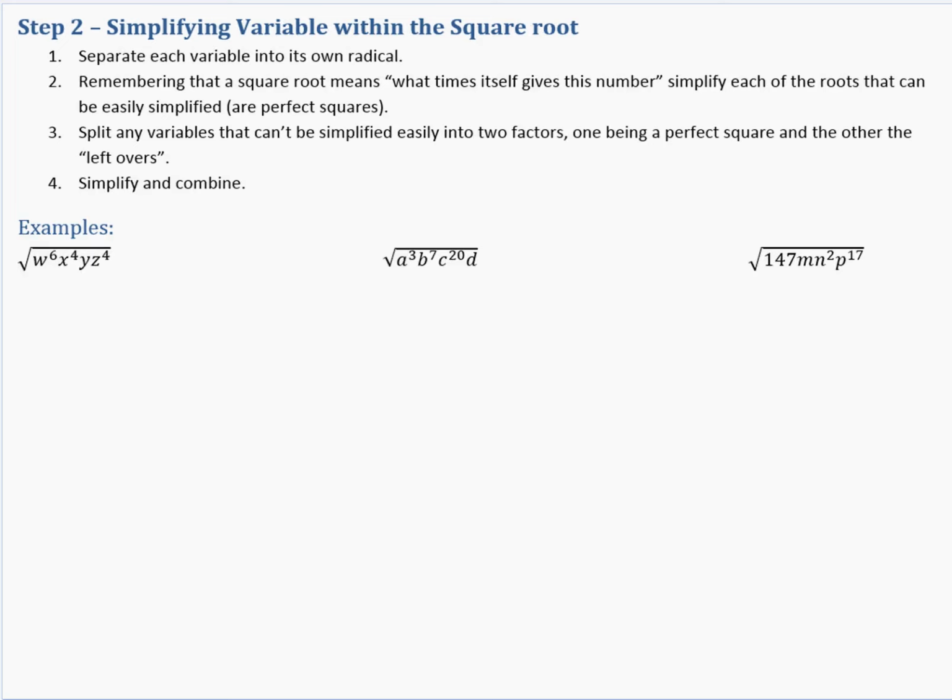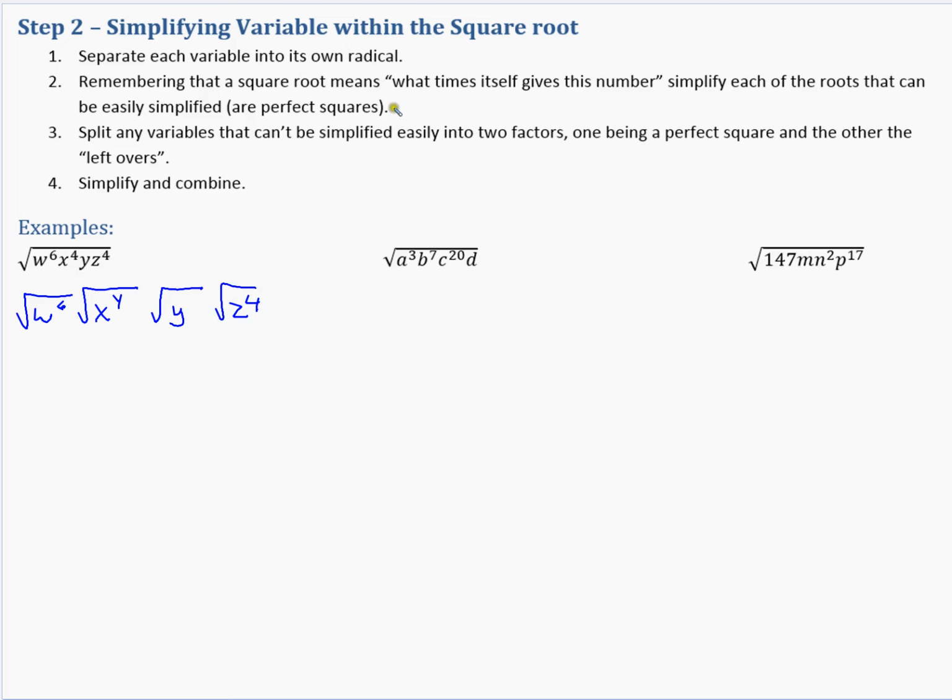Now we're going to look at simplifying the variable or variables within a square root. Here are the steps. So we'll take our first example and work through these steps. Separate each variable into its own radical. So we'll go ahead and make this the square root of w to the 6th times the square root of x to the 4th times the square root of y times the square root of z to the 4th. So we split each variable into its own part.